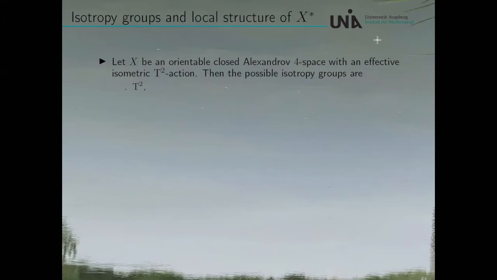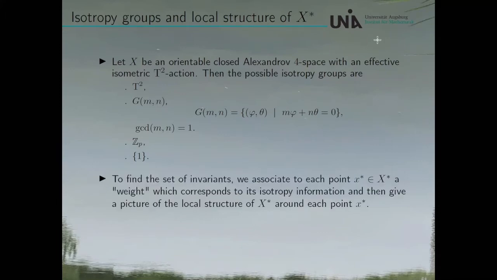Okay, one of them is T2 itself. One of them is the circle subgroup, which is isomorphic to S1, and it is denoted by GMN. It is defined in this way. And then we have the finite cyclic group. And then we have the trivial group. So there are other subgroups of T2, but they do not appear as isotropy groups here because of the effectiveness of the action and also orientability and other properties that we have.